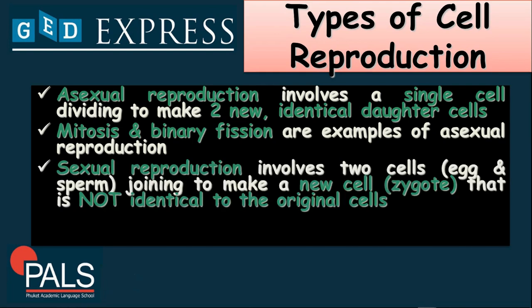And for sexual reproduction, which is true among plants and animals, this involves two cells, specifically the egg and the sperm cells, which join together to make a new cell called a zygote. And that is not identical to the original cells, unlike the prokaryotic cells or the ones under asexual reproduction. Now, meiosis is an example of sexual reproduction.